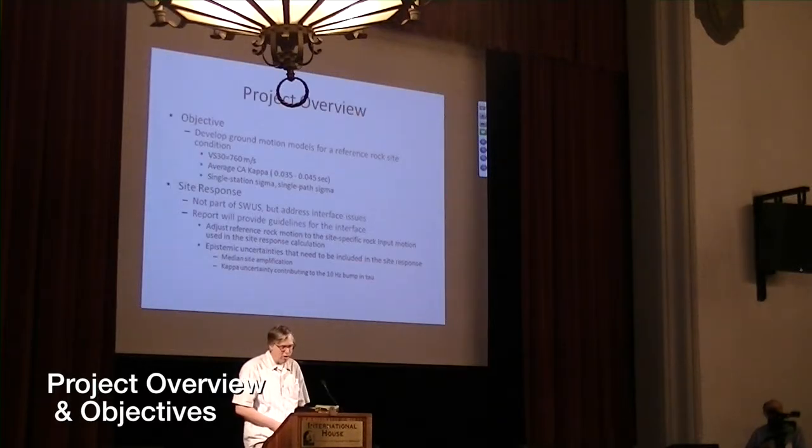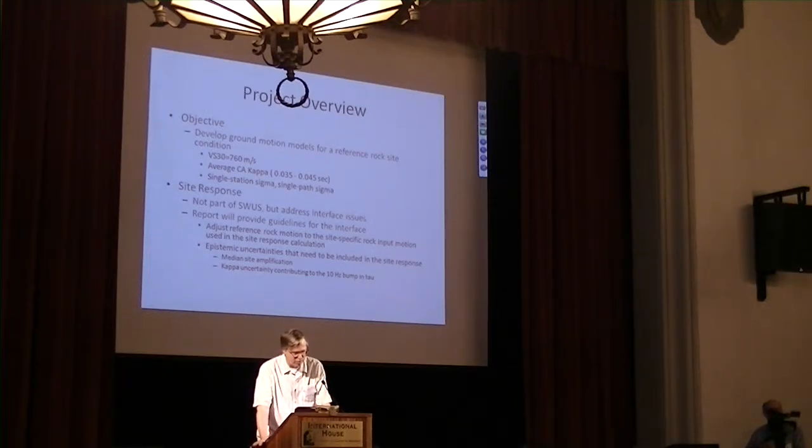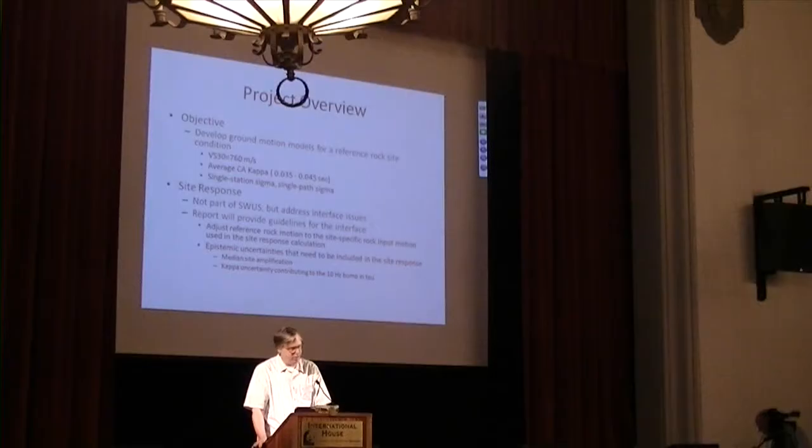Let me remind you of what we're doing in the big picture here. As part of this part of the project, we're developing our ground motion models for a reference rock site condition. That site condition is a shear wave velocity of 760 meters per second, an average kappa value between 0.035 and 0.045 seconds, representative of California data, so that's near the center of our model. And we'll be developing single station sigma and single path sigma models for application.